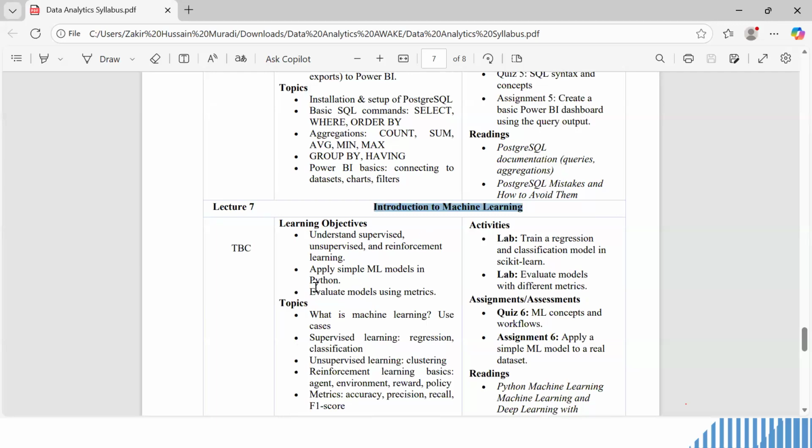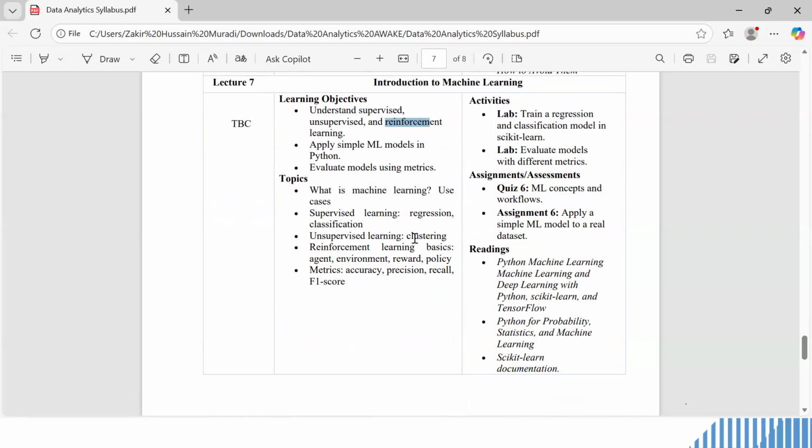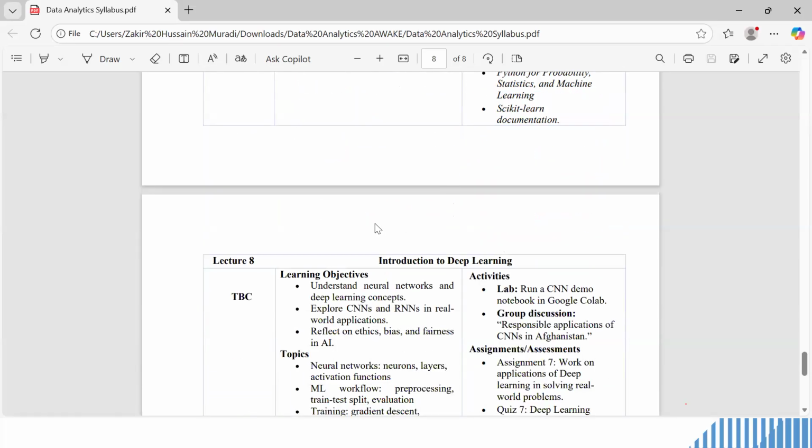Introduction to machine learning: supervised, unsupervised, and reinforcement learning, and applying simple machine learning models in Python. As I said earlier, linear regression, logistic regression, k-nearest neighbor, all these things will be covered. Unsupervised is clustering. You'll see how it is clustered. And for reinforcement: agent, environment, reward, policy. We will see how it works, and also the metrics: accuracy, precision, recall, and F1 score for classification. For regression, we use mean square error or other things. We will see in detail when we reach this portion.